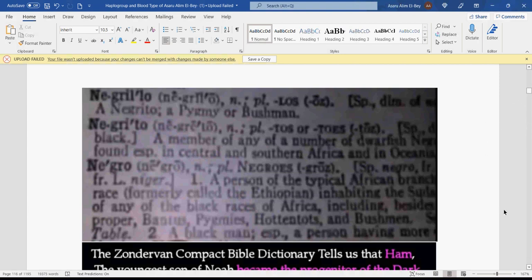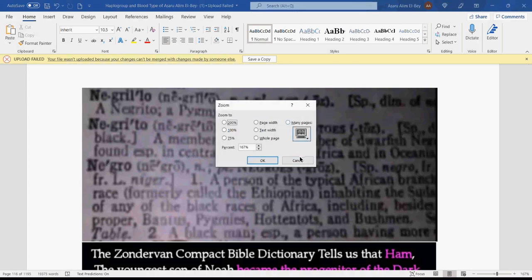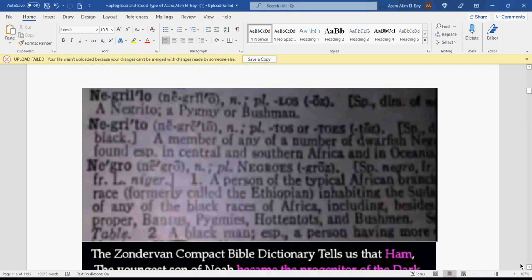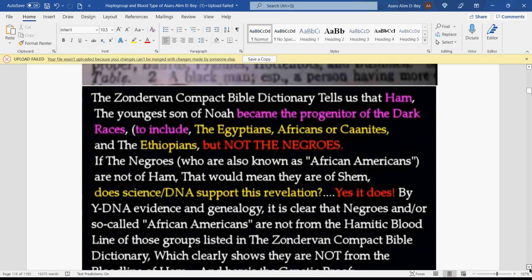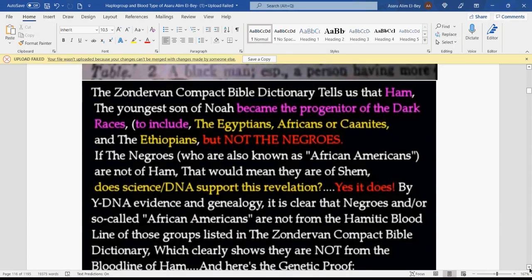Alright, so, Negro. Now, you go to the Zondervan Bible, Compact Bible Dictionary. It tells us that Ham, the youngest son of Noah, became the progenitor of the dark races, to include the Egyptians, Africans, and Canaanites, and the Ethiopians, but not the Negroes. So the Negroes, who are also known as African Americans, are not of Ham, then that would mean that they're of Shem.